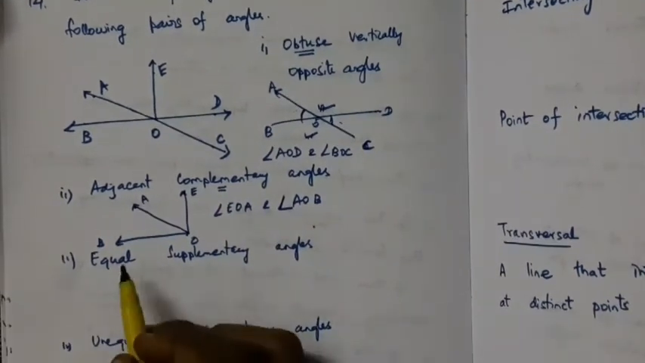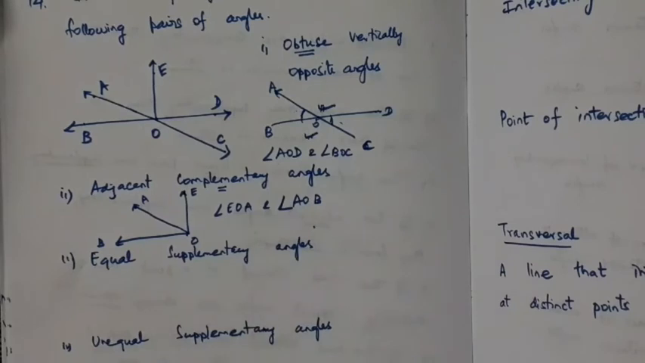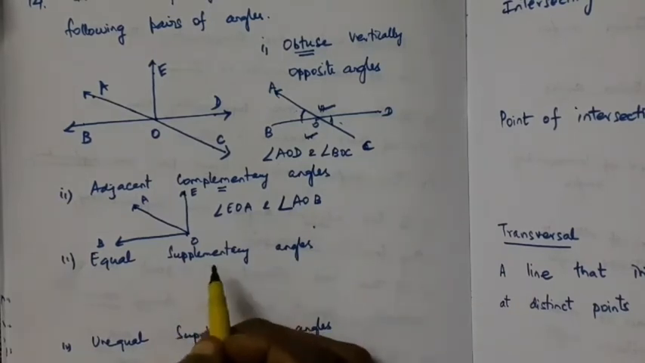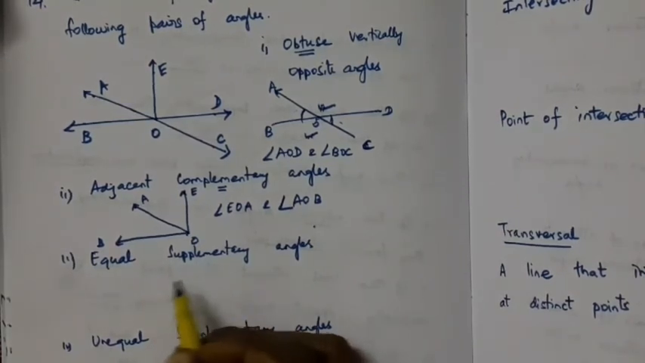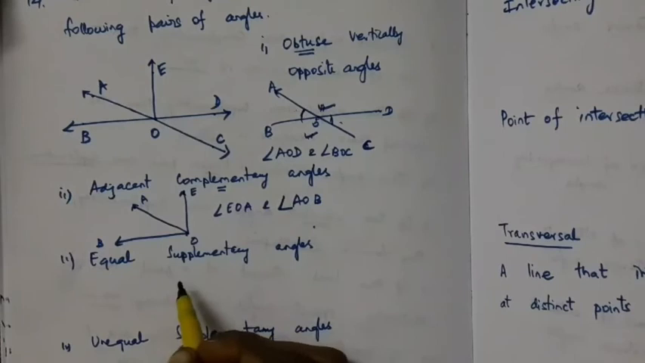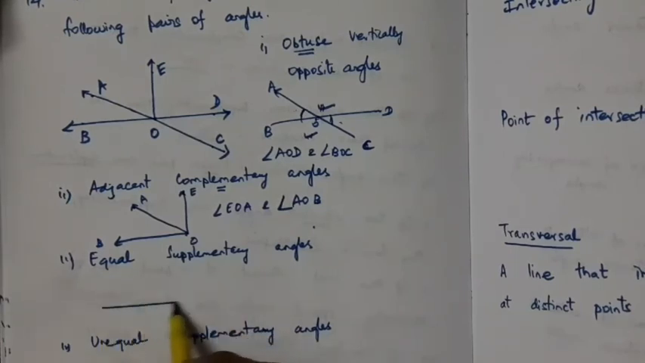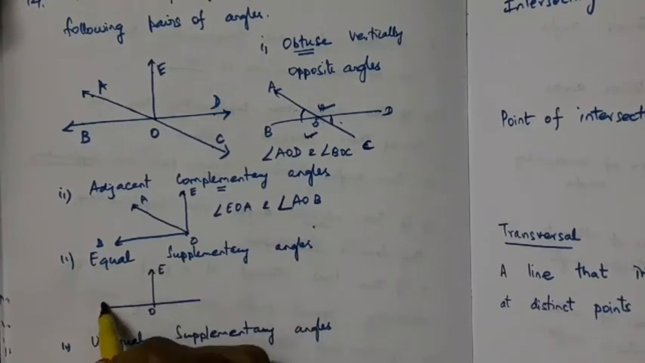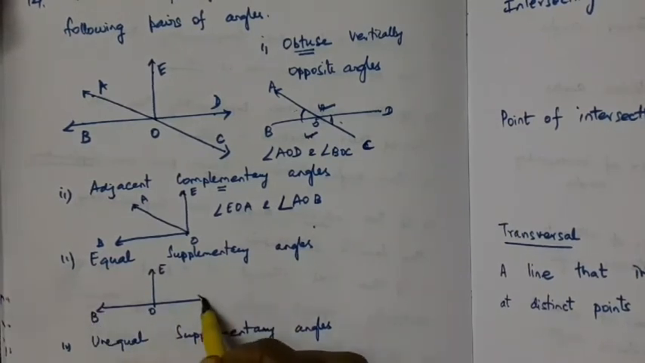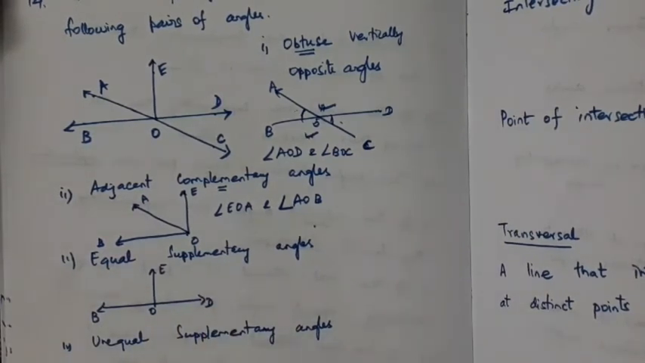So what are equal supplementary angles? When you add two angles, you should get 180 degrees. But the two angles should be equal. So surely it should be 90 plus 90, which is this line. So this is E, this is O, this is B and this is D.